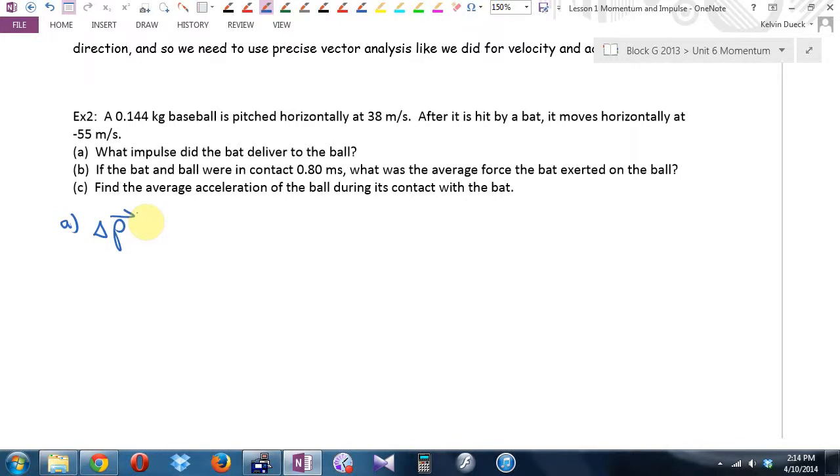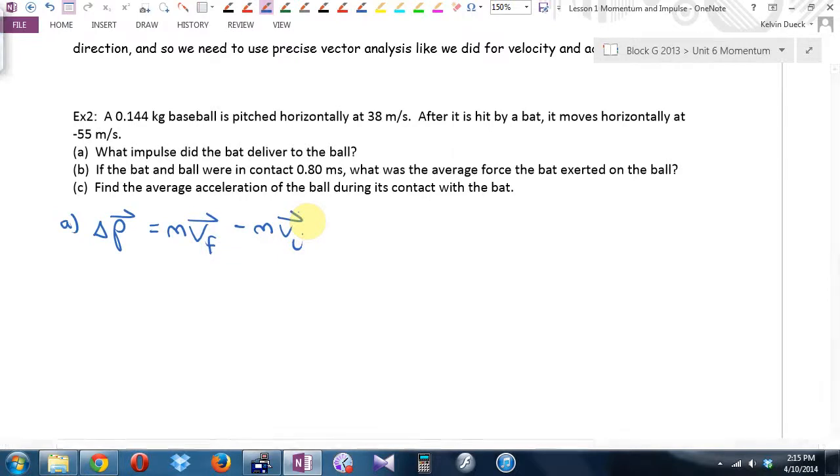Do I see newtons anywhere in what they gave me? Do I see a force? No. Do I see seconds? Do I see a time anywhere in what they gave me? No. Do I see a mass and two different velocities? Then I think I'm going to use this one. Do you see how you can reason it out? Okay. Both are fair game.